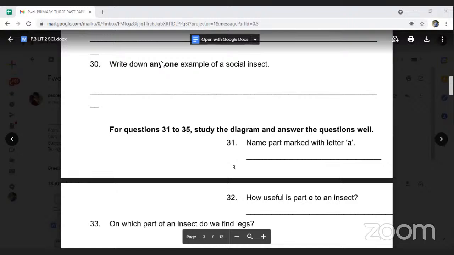Asante. Yes, teacher. Can you give us one example of a social insect? Okay, teacher. Mosquito. No? Rafael? Tell us one. Bees. Very good. Bees are always together. They move together. They work together. As simple as that. So those ones are called social insects.